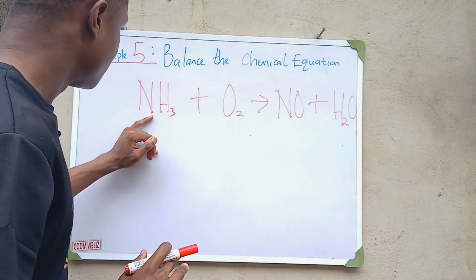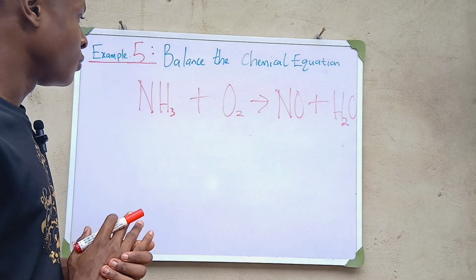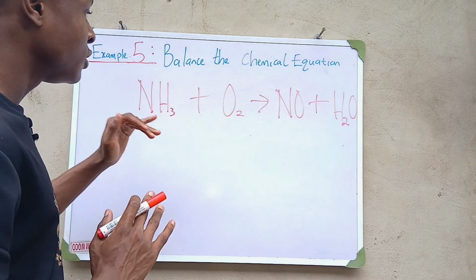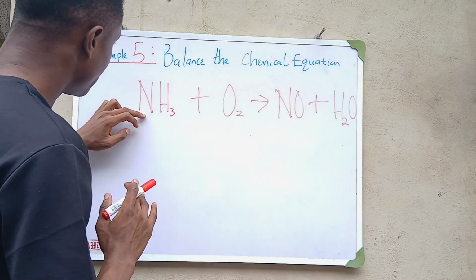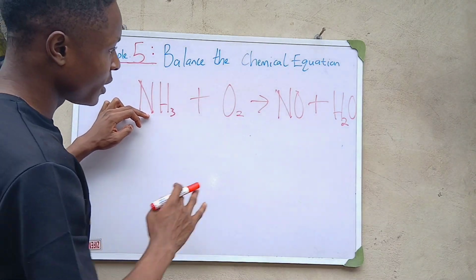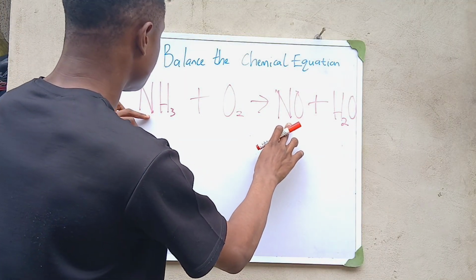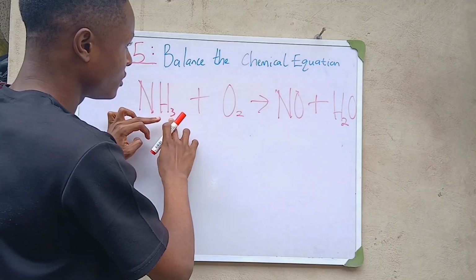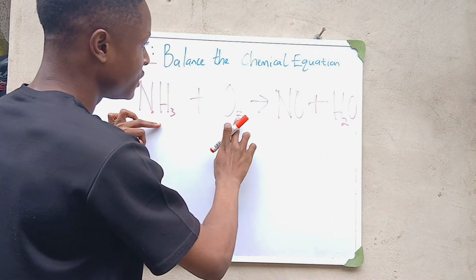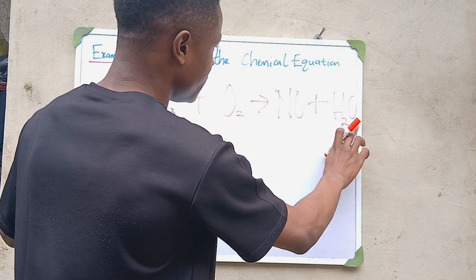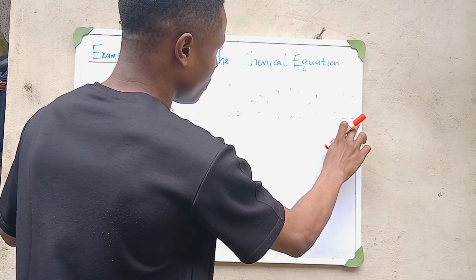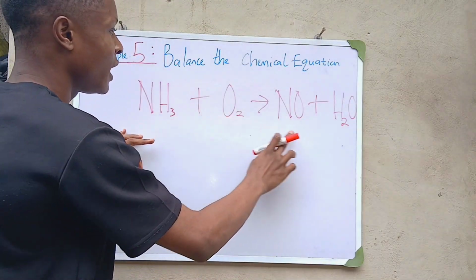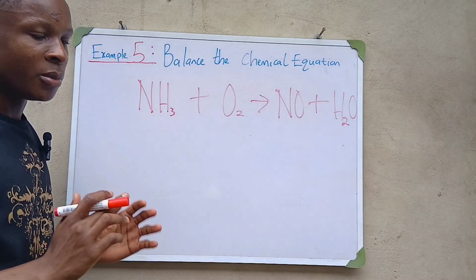We have this equation and we are asked to balance it. So we are going to check if it's balanced. Now we have nitrogen here to be 1, nitrogen here to be 1. So nitrogen is equal. Hydrogen here 3, hydrogen here 2. Oxygen here 2, oxygen here: this is 1 and 1, 1 plus 1, 2. So oxygen is 2, 2. But our hydrogen is not balanced. So the equation is not balanced.